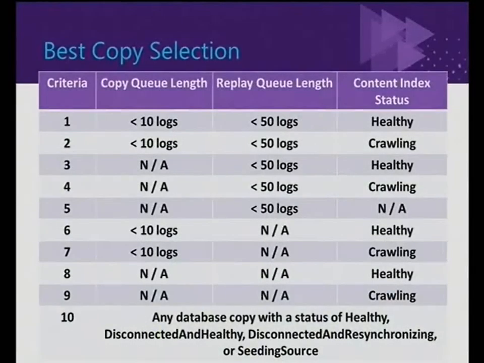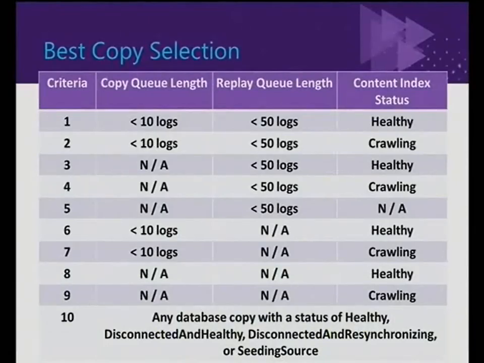Okay, so here's the criteria that it goes through. And you can see the actual criteria. We start at 1 and move our way down to 10. And you can see the quality of the criteria sort of degrading as time goes on. So for instance, we look for the best of all worlds initially: copy queue length less than 10, replay queue length less than 50, and a healthy content index status.